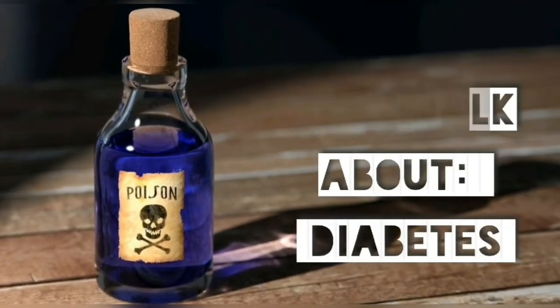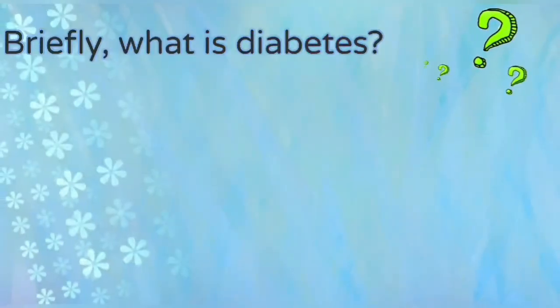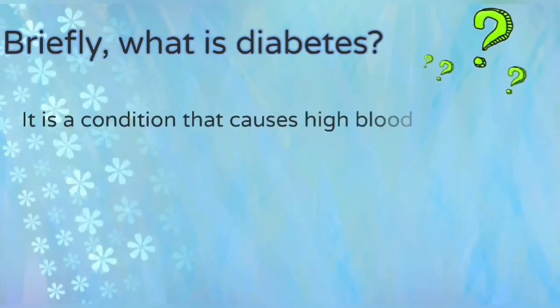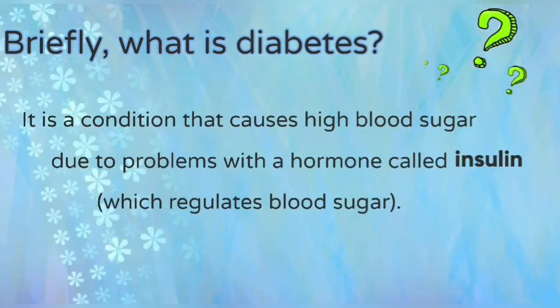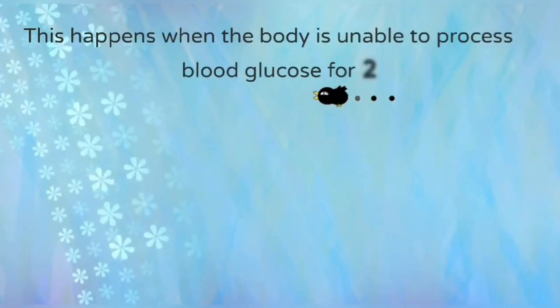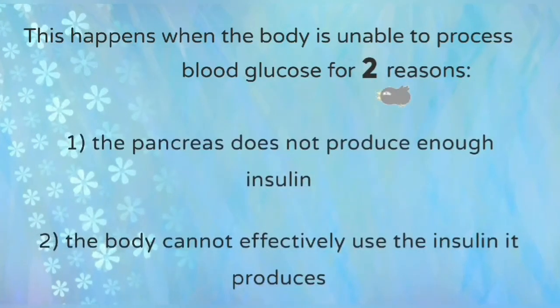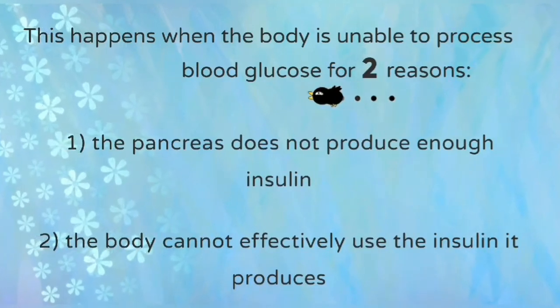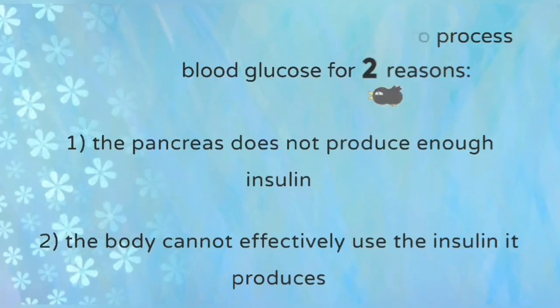Okay, so let's start with the definition. What is diabetes? Essentially, diabetes is a condition that causes high blood sugar due to problems with a hormone called insulin, which regulates blood sugar. There are high concentrations of glucose in the blood. This happens when the body is unable to process blood glucose for two reasons. The first is that the pancreas does not produce enough insulin, and the second is that the body cannot effectively use the insulin it produces.